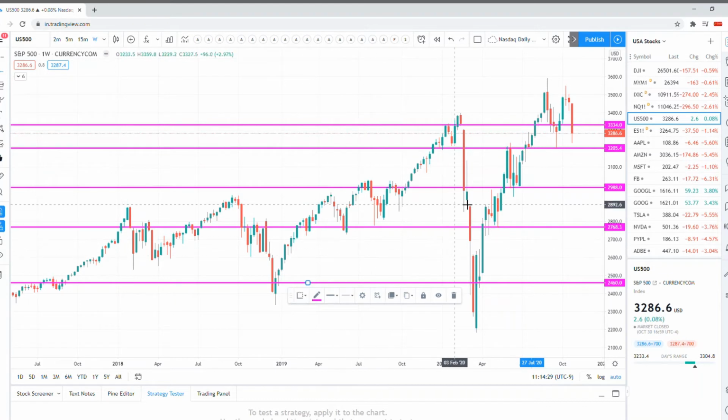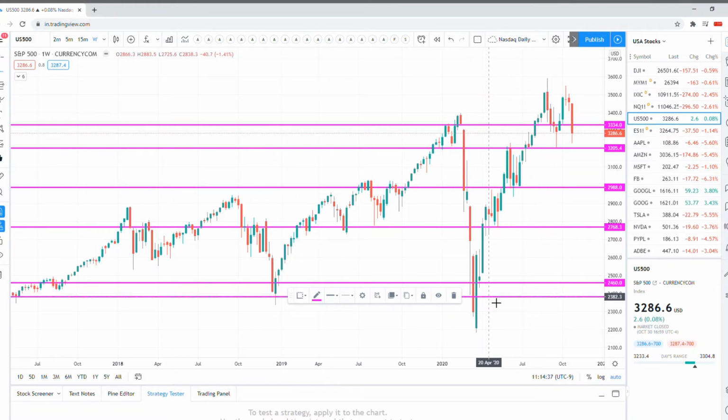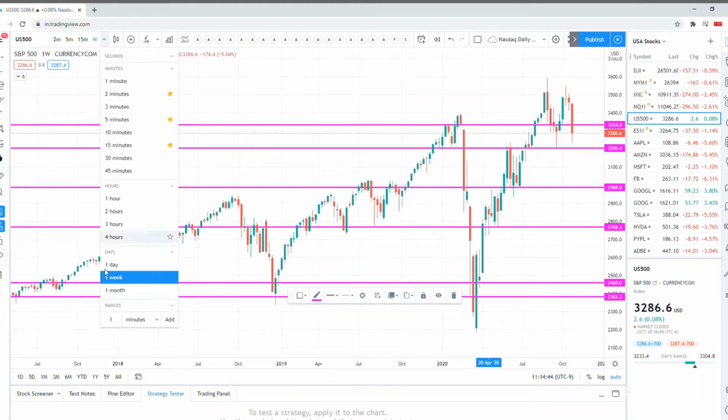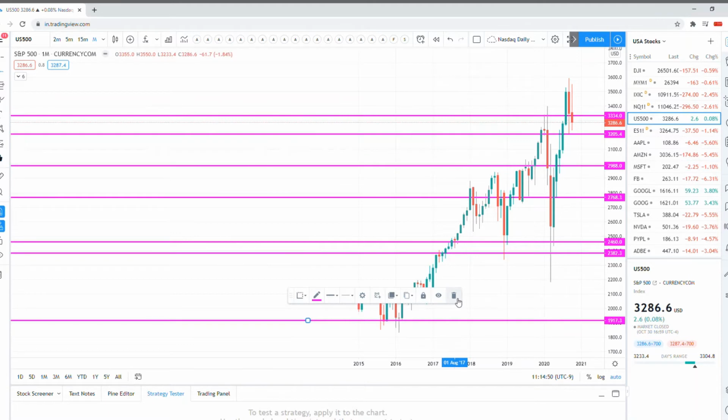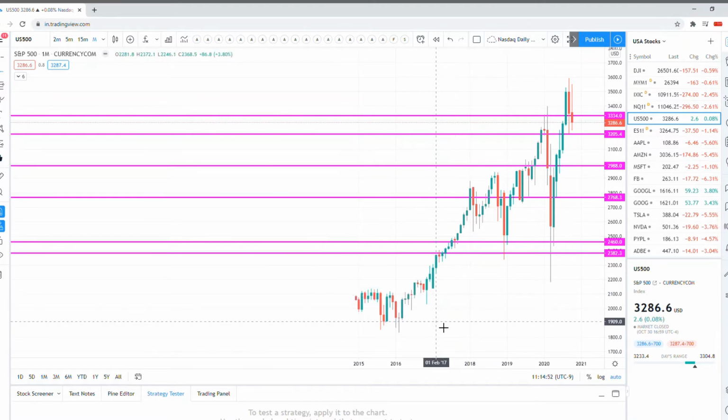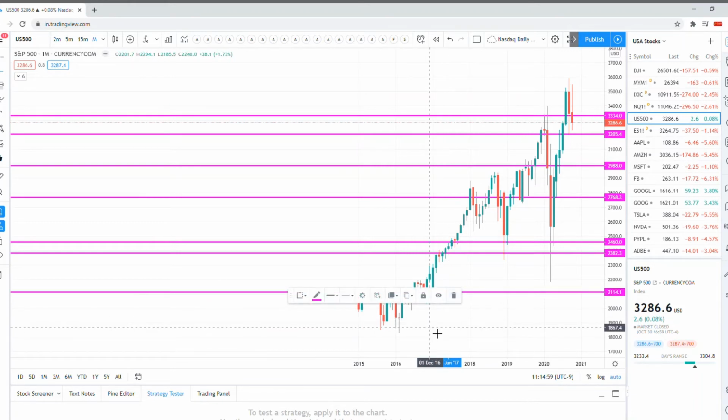Weekly chart, I don't see any new levels as such. Maybe we can use this level. Now let's go to the monthly chart, sorry. Monthly chart. Now this level looks interesting. One level over here.